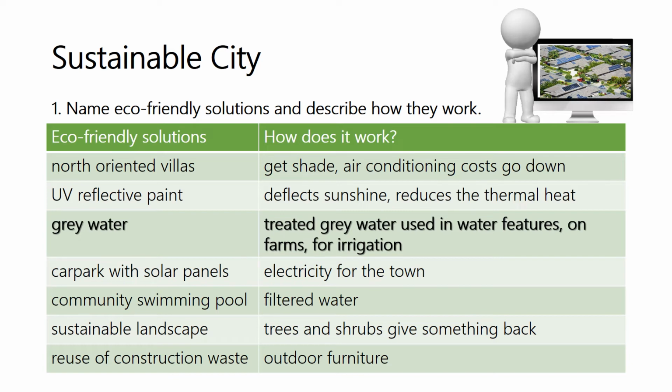Another thing they do in this town is using grey water, which they of course treat first. They use it for irrigation and in water features. As expected, solar energy is used for producing electricity for the whole town.